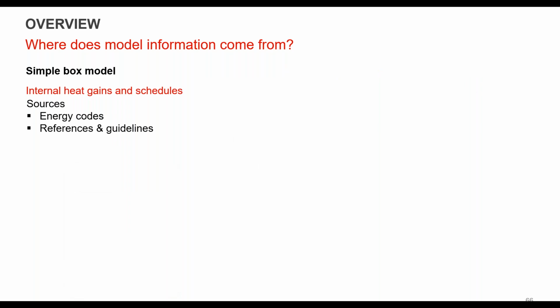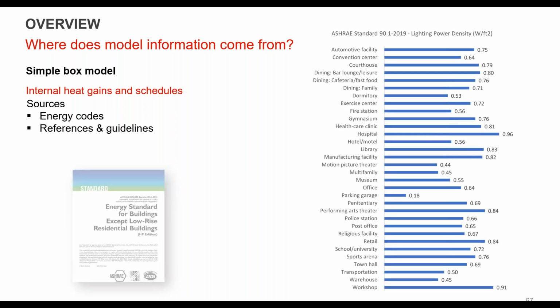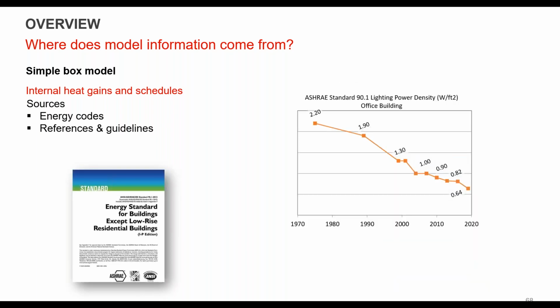What about heat gains and schedules? So again, you're probably looking at energy code, you're looking at energy references. In this case, this is lighting power density by space type. So you might just say, well, we've got an office, we're going to use 0.64. As a reference, if you're looking back at an older building that maybe hasn't been renovated, you're trying to figure out what kind of lighting you should use for a baseline on an existing building.